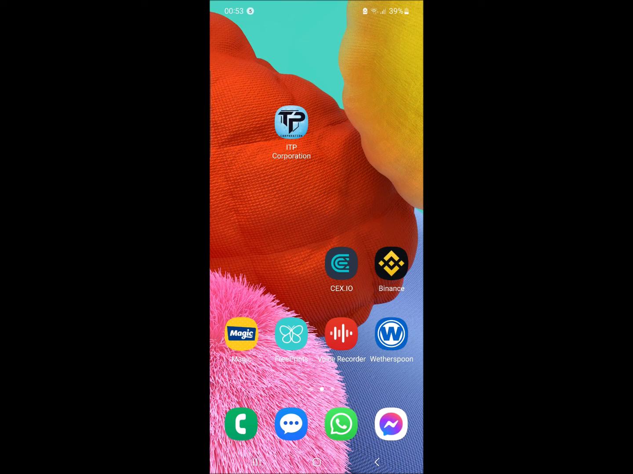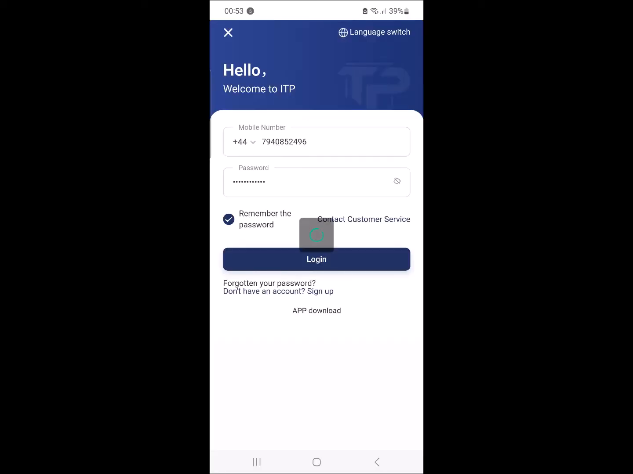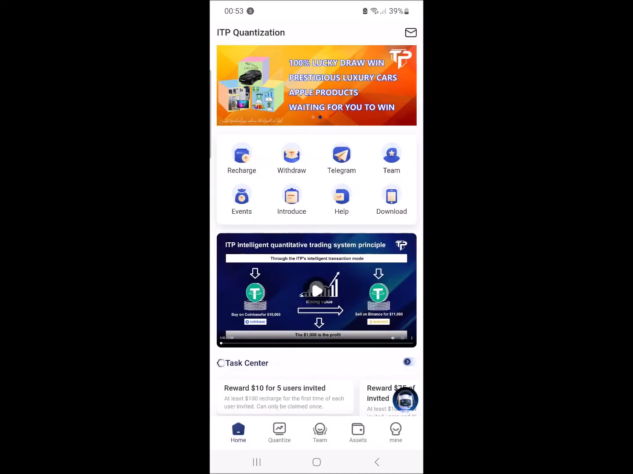So you'll see the app at the top there, the blue icon with the ITP in it. I'm just going to tap on that to open it up to show you how it works. Okay, we're going to log in. We get a notice come up every now and again, so we just close that down.